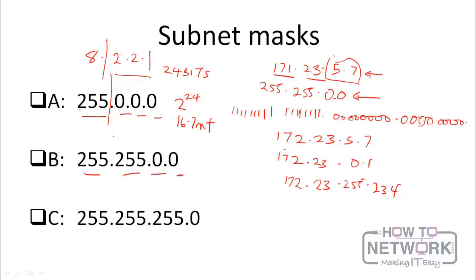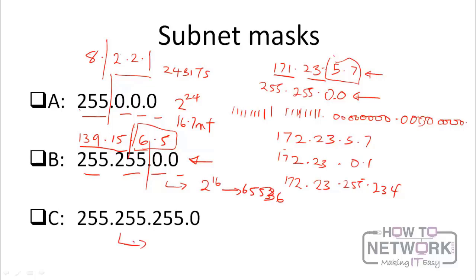So we have the subnet mask as 255.255.0.0, which means that the first 2 octets represent the network, while the last 2 octets represent the host. So we have something like a class B address like 139.15.6.5. The 139.15 becomes the network, and the 6.5 is just for the host. So you would say that it's part of the 139.15 network. If you look at this, you have 16 bits for networks and 16 bits for hosts. That means that for each network you can have 2 raised to the power of 16 hosts, which is about 65,536.